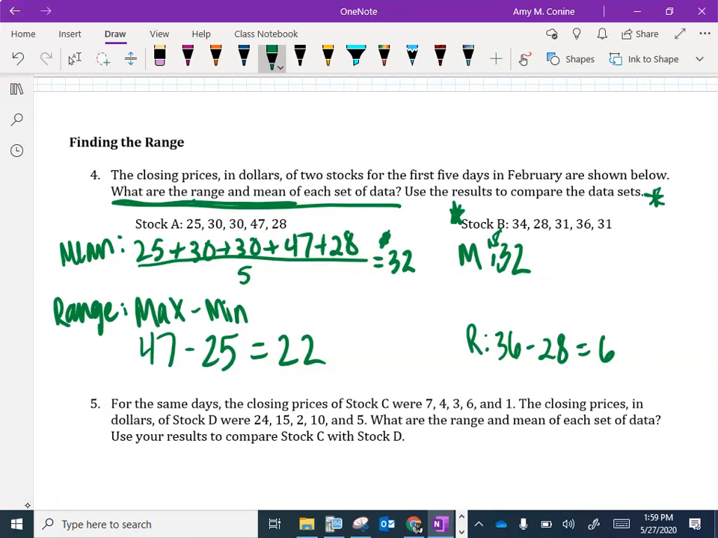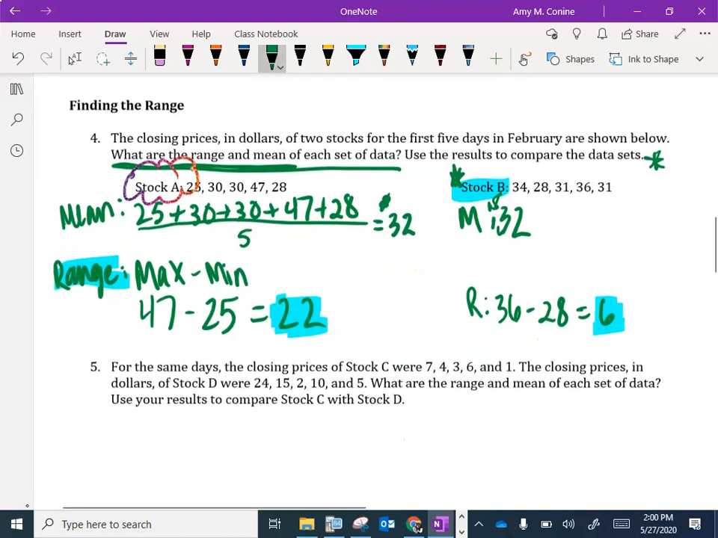So the one thing that's different here is your range. Okay, here we have a range of 22, and here we have a range of 6. So the data is more closely set in stock B. Okay, so your closing prices are more consistent for stock B. Stock A has a wide variety of closing prices. It's spread over 22. So if you're looking at stocks, you're going to want something that's more stable and consistent. So that's what we're taking a look at.